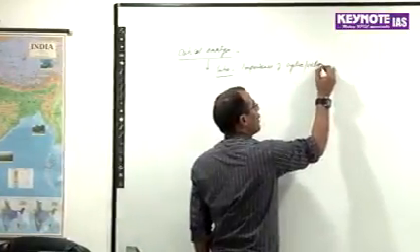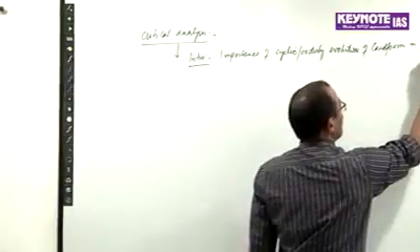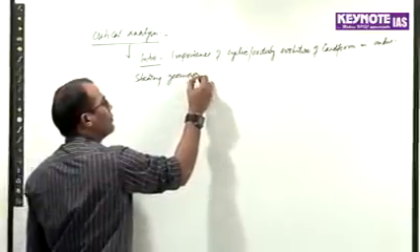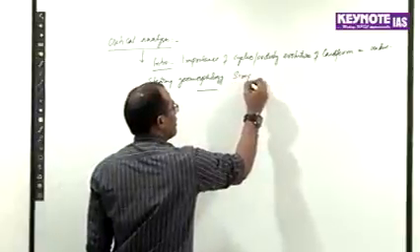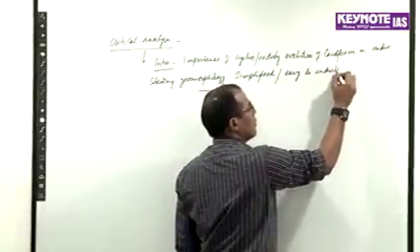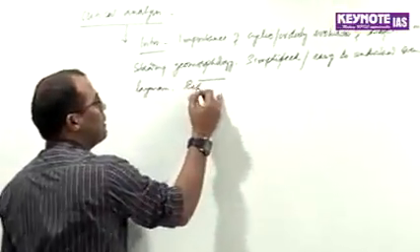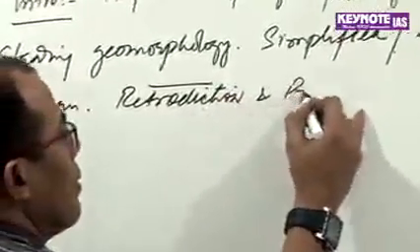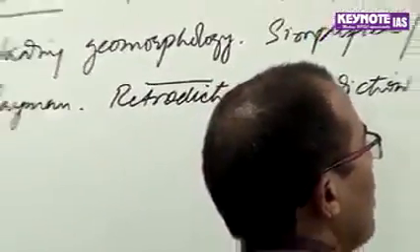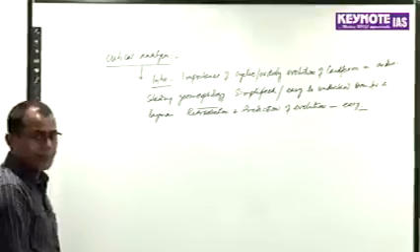cyclic or orderly evolution of landforms in understanding geomorphology. It simplified it, easy to understand even for a layman, easy for retrodiction and prediction. In these lines you can talk about the critical analysis. You can begin with any of these lines.